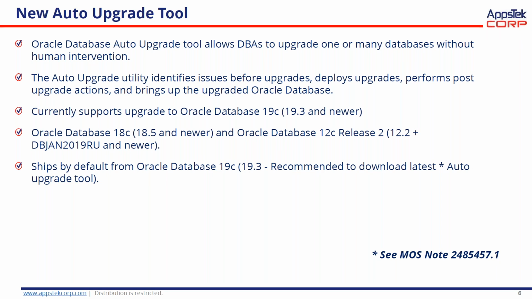Currently it supports upgrade to Oracle Database 19C from Oracle Database 18C, which is 18.5 and newer versions, and Oracle Database 12C Release 2, that is 12.2, where you have to apply the release update of January 2019. You don't have to install any new auto upgrade tool or anything. It will automatically come with Oracle Database 19C. To check the details, you have to go through the Oracle support note 2485457.1.